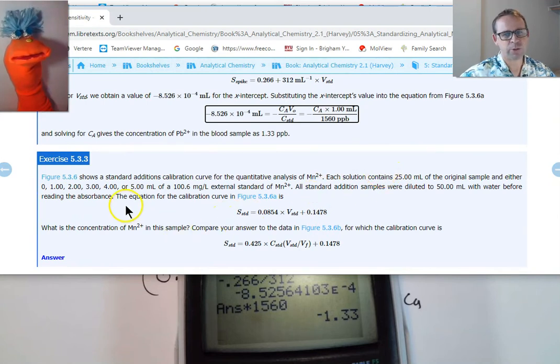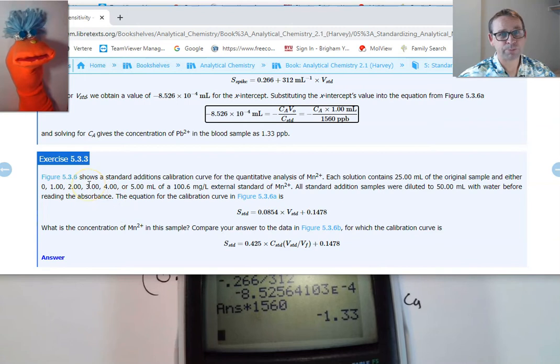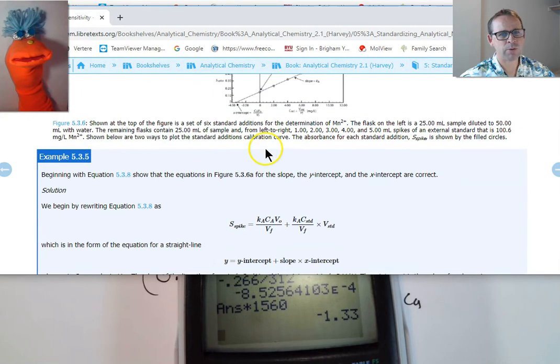All right, let's see if we can do it together without help. So we have a standard addition calibration curve for manganese. Each solution contains 25 milliliters of the original sample and either 0, 1, 2, 3, 4, or 5 milliliters of 100.6 milligram per liter, that's parts per million, external standard of manganese. All standard addition samples were diluted to the same volume with water before reading the absorbance. So the equation for the calibration curve is the same as before, figure 5.36.